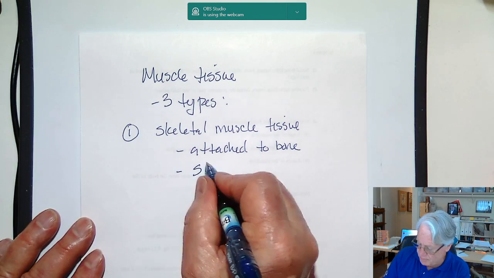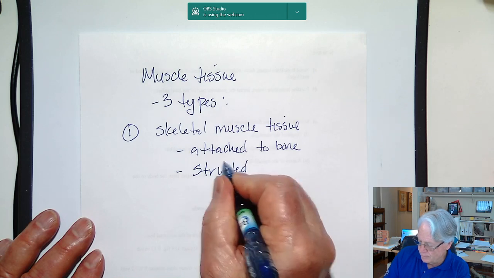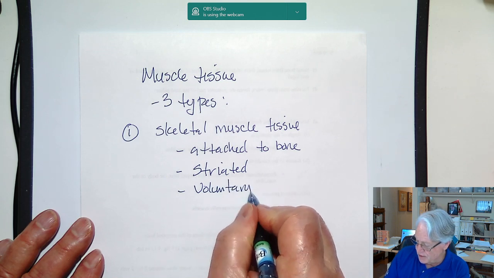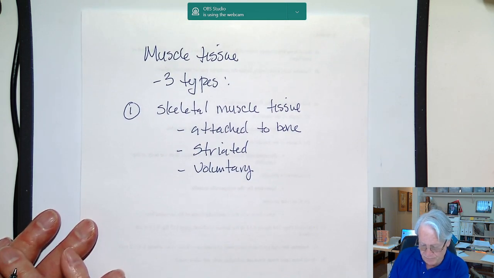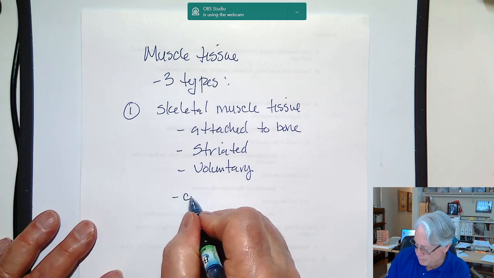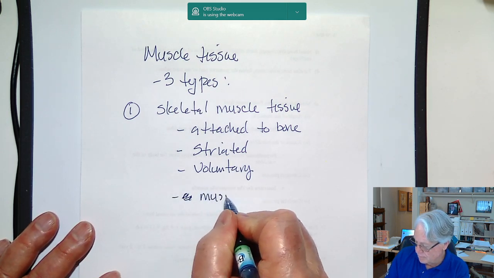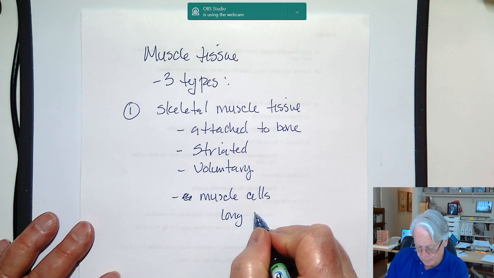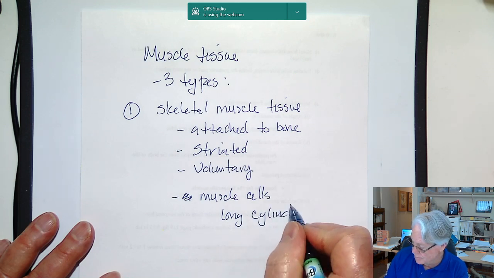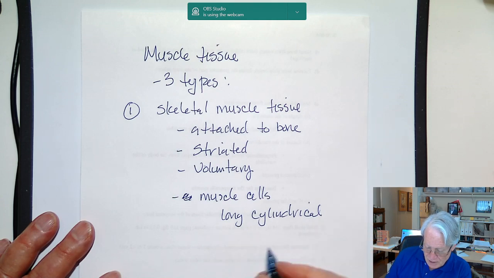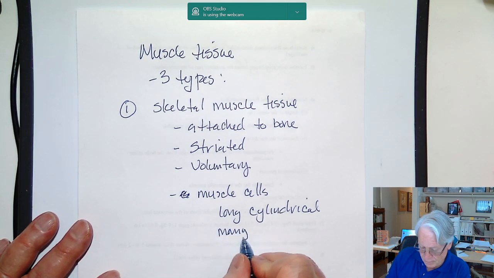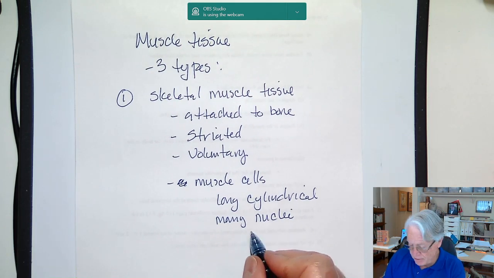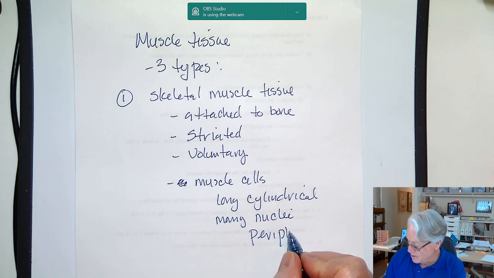It is striated. It is voluntary, that is, you can consciously move these muscles when you want to. And the muscle cells are long and cylindrical, with many nuclei, and the nuclei are on the periphery of the cell.